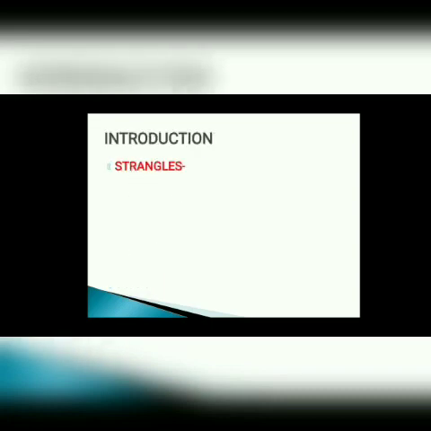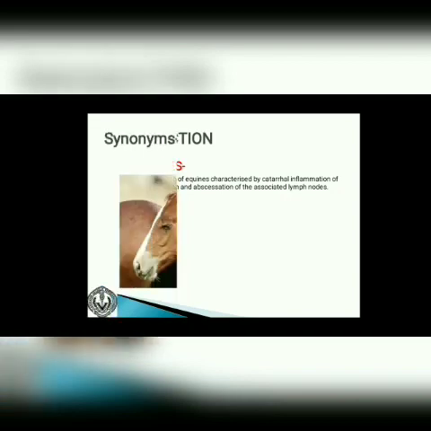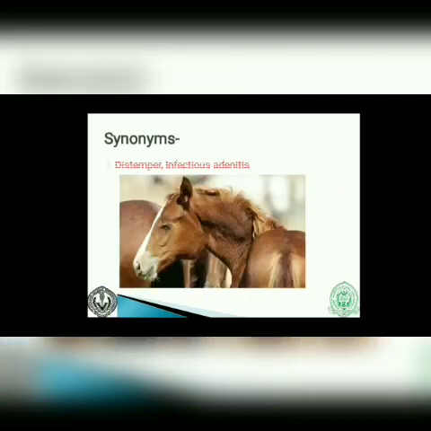Now, let us start with the introduction. So, the literal meaning of strangles is obstruction of breathing by compressing the throat. The name of the disease was given such because this is an acute disease which occurs in equines, which is characterized by catarrhal inflammation of the upper respiratory tract, causing suppuration and abscession in the associated lymph nodes, as a result of which the lymph nodes will enlarge and thus impair breathing. The synonyms of this disease are distemper and infectious adenitis.